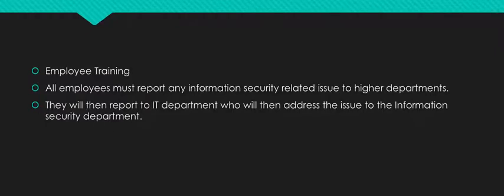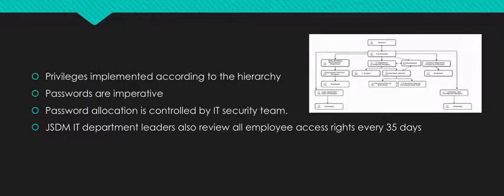Next, we talk about reporting information security events and weaknesses. At employee training, you can again refer to the additional imperative security implementations manual for more details. JSDM at employee training will tell all of its employees to report any information security related issues to the higher departments. They will then report it to the IT department, who will address the issue to the information security department. Again, you can refer to JSDM's operational hierarchy for this.